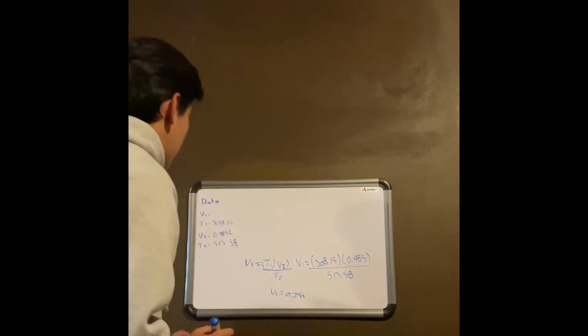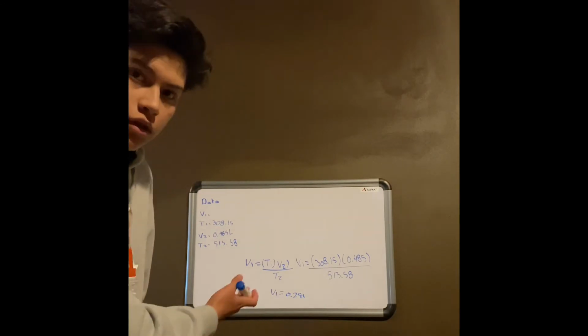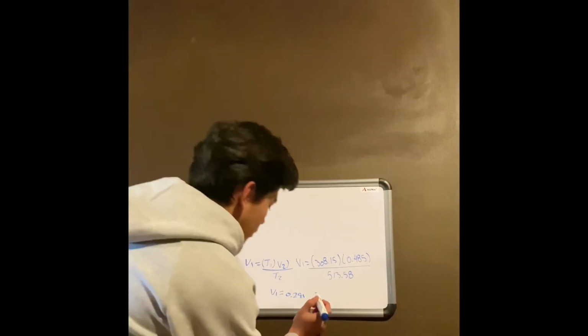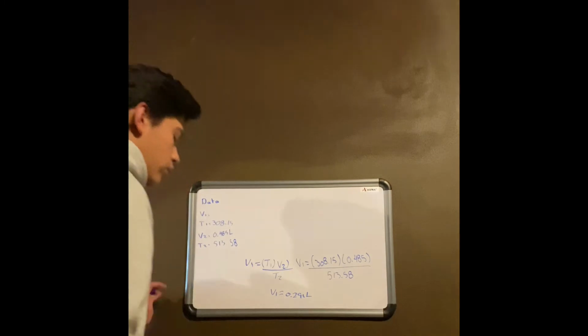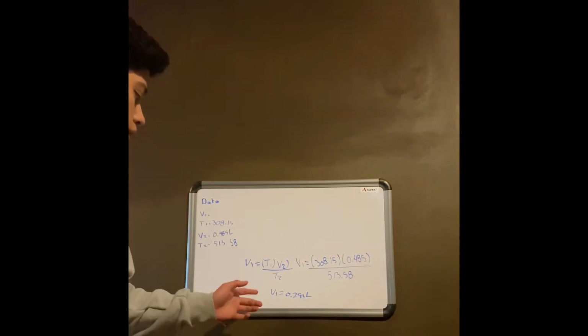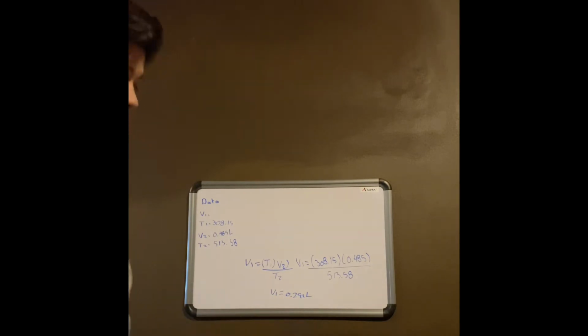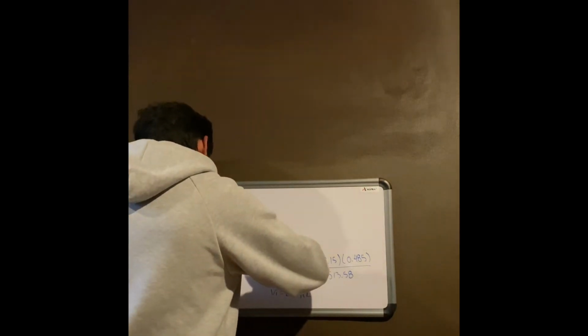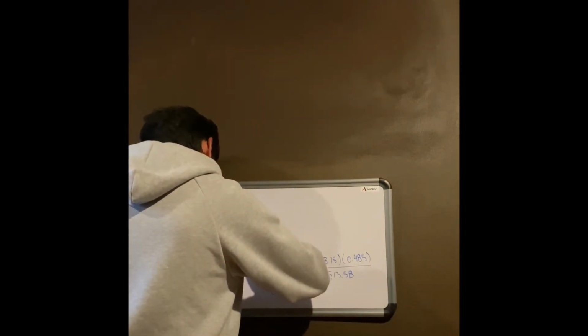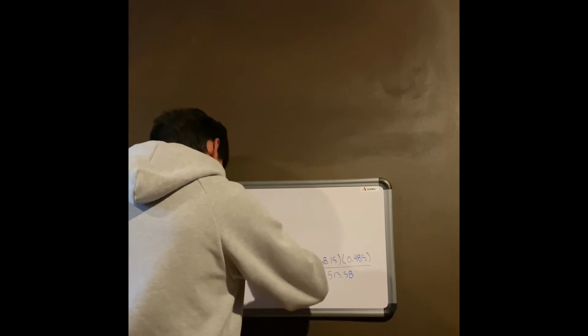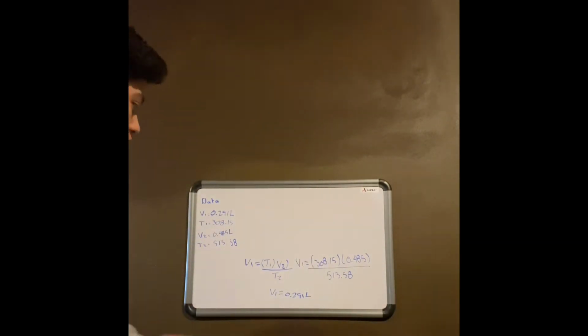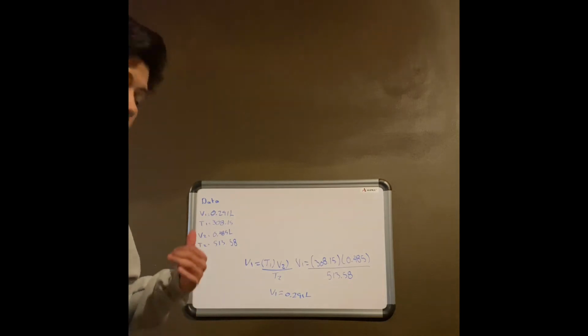And all of this is going to give us the result of V1, which is 0.291, and it is already in liters. So we got our final result, V1 equals 0.291 liters. And that's everything for this problem, and we're going to do the next one.